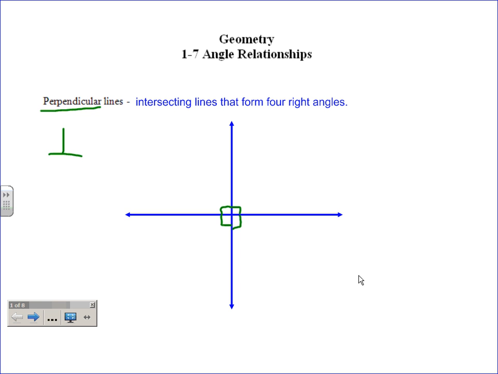But again, do not make any assumptions. If you don't have some kind of reason to know those are right angles, please do not assume that they are. Okay.